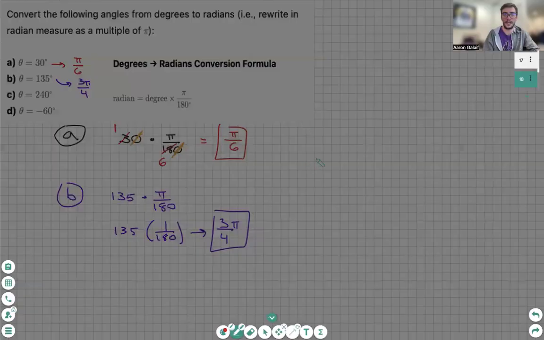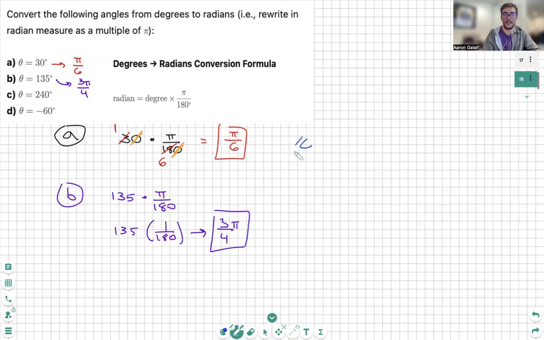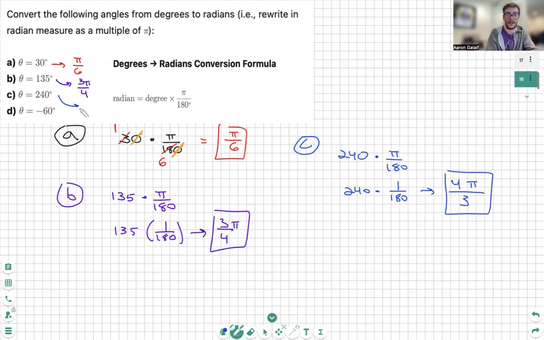Let's do another one. Let's do C. For C, we have 240 degrees. We're going to multiply that by pi over 180. Let us do the calculator trick. 240 times 1 over 180. And we're going to make sure we just put a pi on the top afterwards. 240 times parentheses 1 divided by 180, close parentheses, and you're going to get 4 over 3. Just make sure you put your pi in at the end. So we have 4 pi over 3.